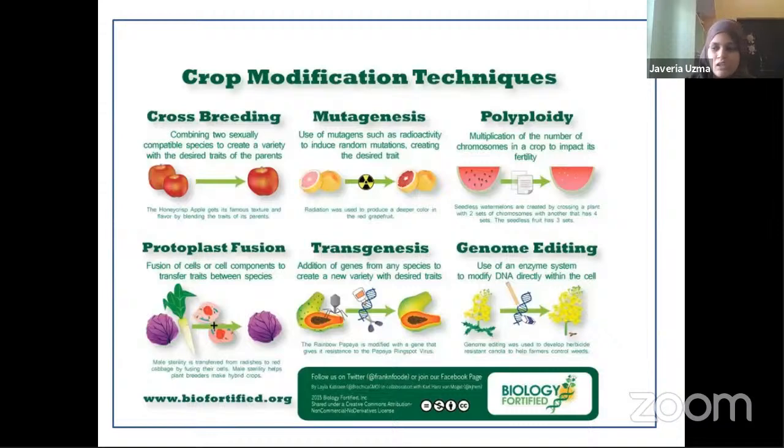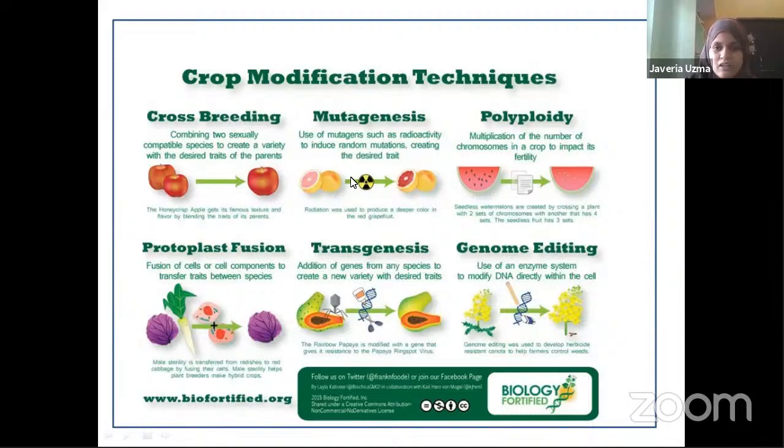Apart from transgenics, we have different other modification techniques like crossbreeding, mutagenesis, polyploidy, protoplast fusion, transgenesis, and genome editing. Coming to crossbreeding, this is the age-old process. From thousands of years, it is carrying on, where two sexually compatible species are crossbreeded to obtain the desired traits. Means these two organisms or plants of same species or compatible species are crossed with each other. Sexual crossing is done here to create a new variety with desired traits. This is an age-old process where we can produce hybrids.